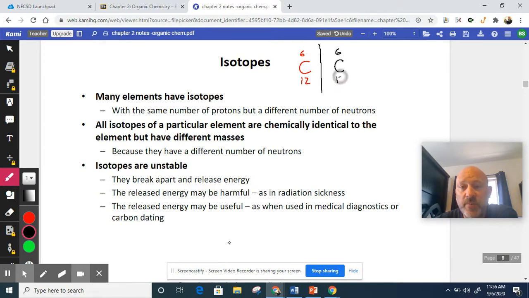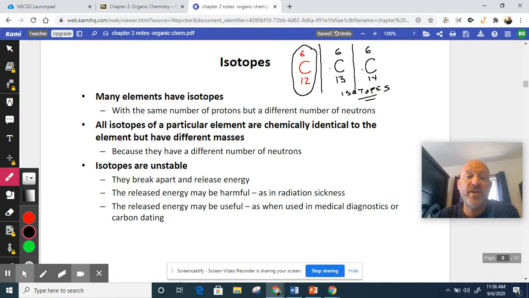So we have 13 particles in the nucleus. So we would still have 6 protons in the nucleus, but instead of 6 neutrons, we would have 7 neutrons. Another one is carbon-14. It doesn't change the number of protons, it just changes the number of neutrons. So these are called isotopes. The carbon that we're familiar with, that we find in our bodies, is carbon-12. But in nature, there are heavier versions of carbon that exist, and these are called isotopes.